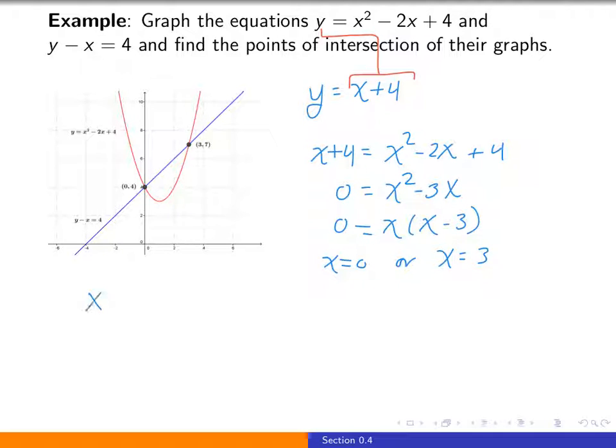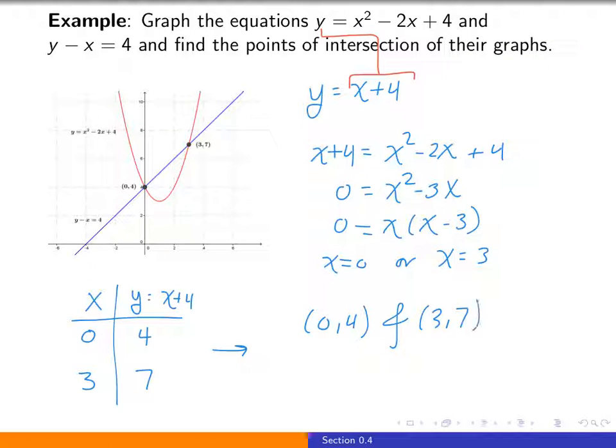So in terms of our points of intersection, they occur when x is 0 or 3, and the corresponding y value is x plus 4, plugging into either equation. So when x is 0, y is equal to 4. When x is 3, y is equal to 7. And our 2 points of intersection are (0, 4) and (3, 7). And this corresponds very nicely to the points of intersection we see in the above graph.